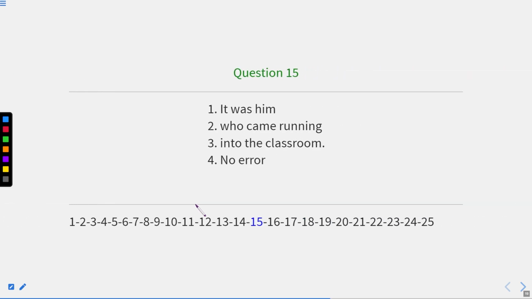Now this one is question number 15. It was him who came running into the classroom. Again, as I told you, after it, if we have any form of be, it should be followed by nominative case. So this him should be replaced with he. So the correct sentence will be, it was he who came running into the classroom. So here the first part contains error, and the answer is 1.